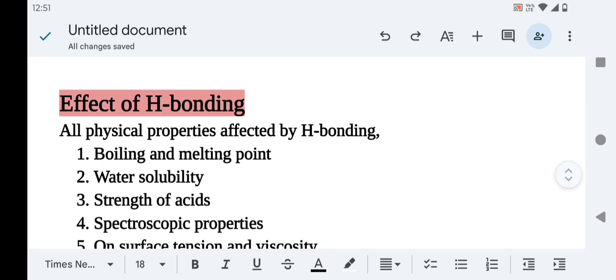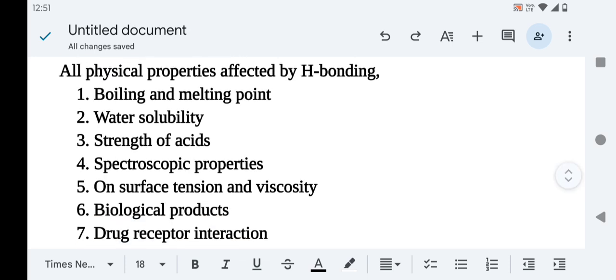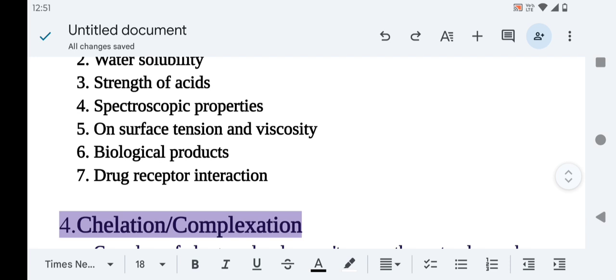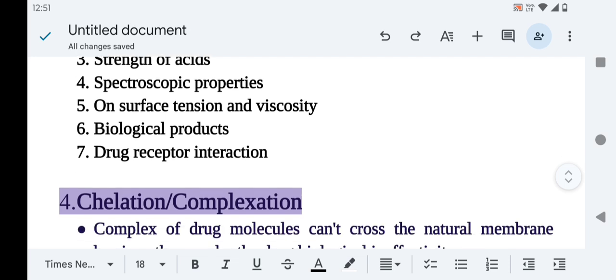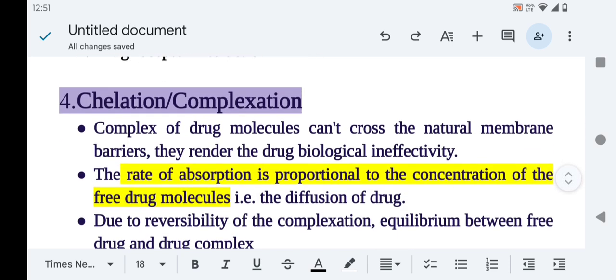All physical properties are affected by H bonding. First is boiling and melting point. Second, water solubility. Third, strength of acid. Fourth, spectroscopic properties. Fifth, surface tension and viscosity. Six, biological products. Seven, drug receptor interaction.